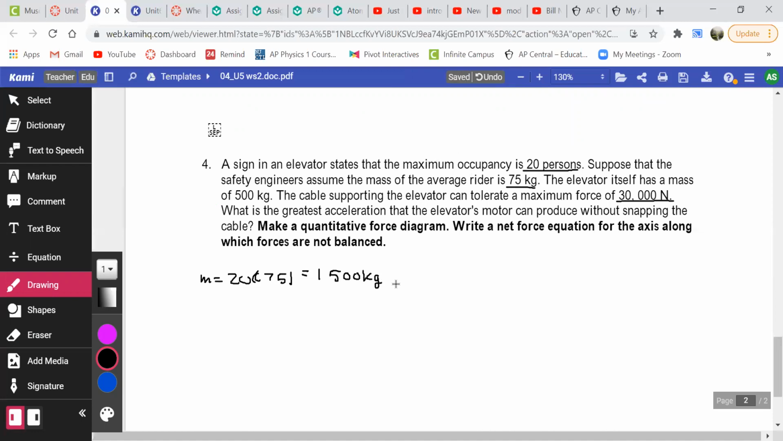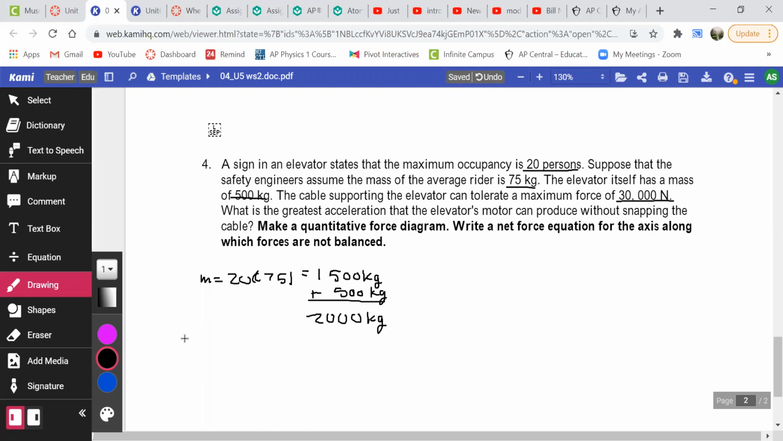Then we've got the addition of the elevator. The elevator is an additional 500 kilograms, and the cable has to support all of them. You'd add 500 kilograms. You'd find that the total mass of the system is 2,000 kilograms. And this is how much mass.